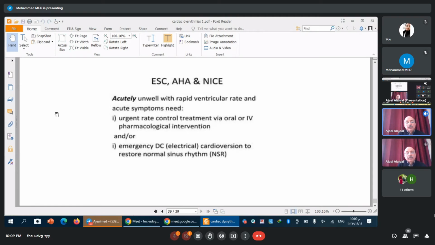Acutely unwell, I have discussed the treatment. Acutely unwell: anticoagulate, control with amiodarone, but if the patient is very unwell, then immediate cardioversion. Okay, and use a high joule setting because atrial fibrillation is resistant. Okay, this cannot be discussed. You have to see somebody doing this in front of you.